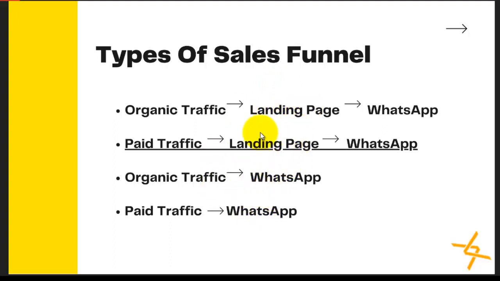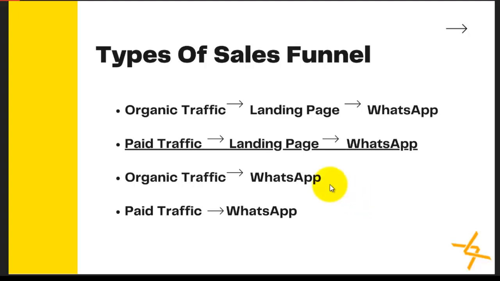Now I have the organic traffic to landing page to WhatsApp. If you look at this page, see that all of them end up in WhatsApp. I have to select this. The other one will end up in your emails, and some will end up at different endpoints. But there's a reason I picked this WhatsApp, and I'm going to explain it in this video.